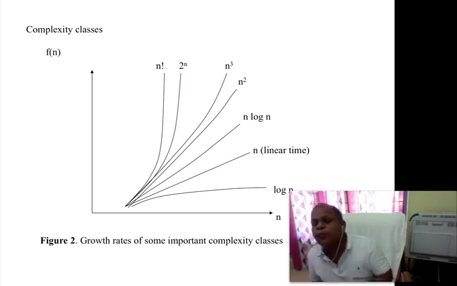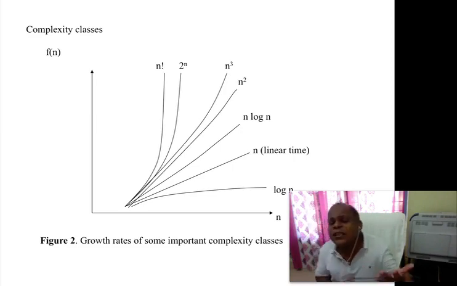2 to the power n, which is an upper bound to n cube, which is an upper bound to n square, which is an upper bound to n log n, which is an upper bound to n, which is an upper bound to log n. See, these are some growth functions.